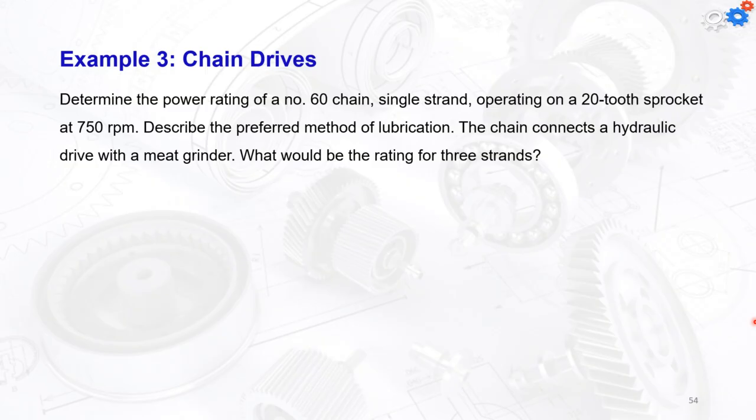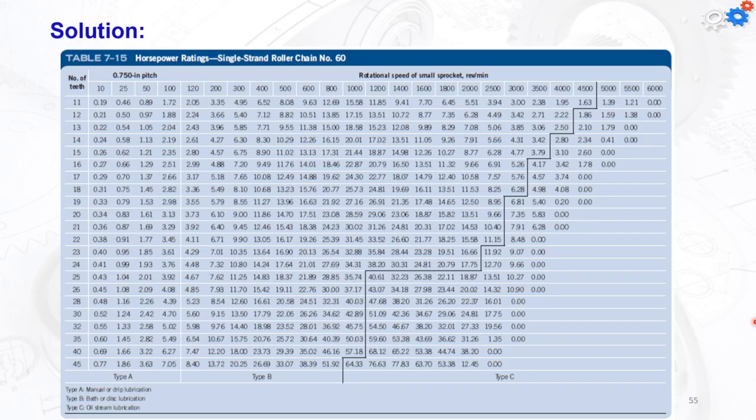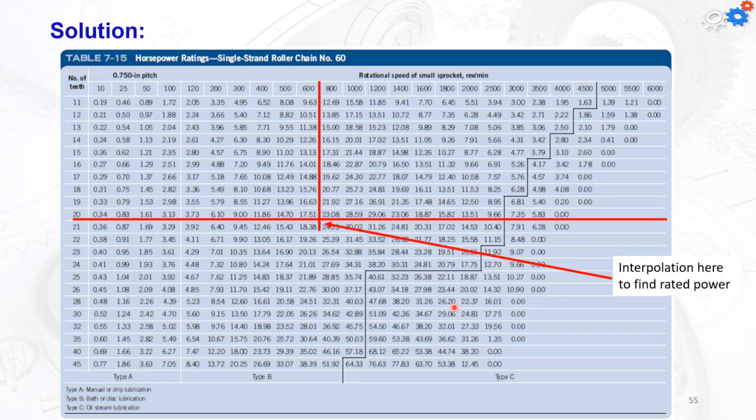Okay, so hydraulic drive with meat grinder. So now you know the combination. You can tell it's going to be the first column with the first row. What will be the rating for the 3 strands? Okay. Now we come to the table for the chain 60, and you remember that we said that the RPM is given to be 700, and the power rating can be now found because we know the number of the teeth, we know the number of the RPM, and again to get the value of the power between 17.51 and 23.08. Now we need to do an actual interpolation here.